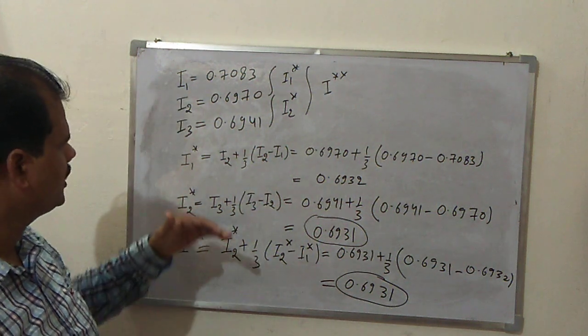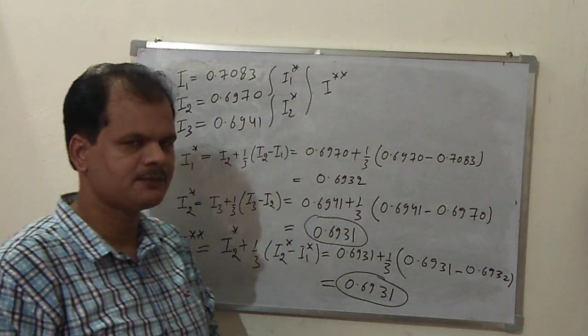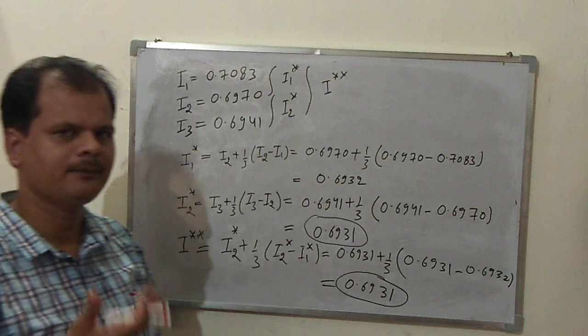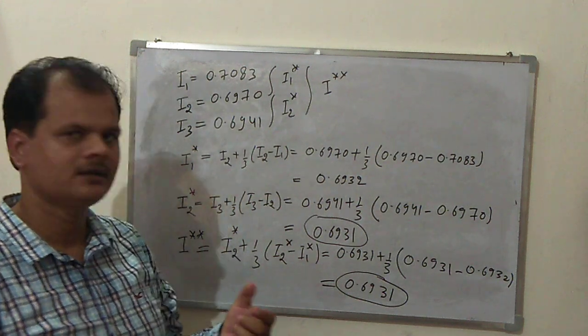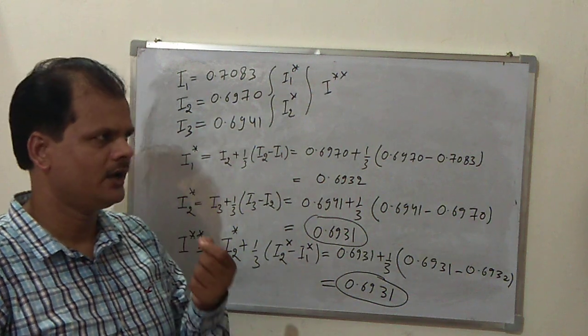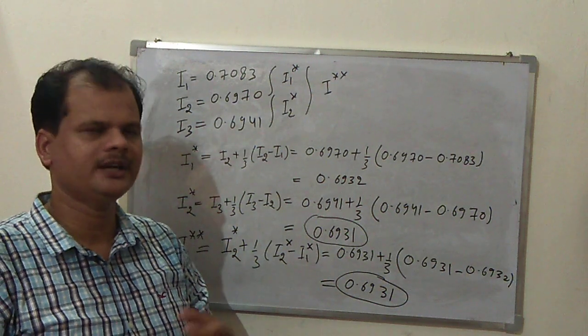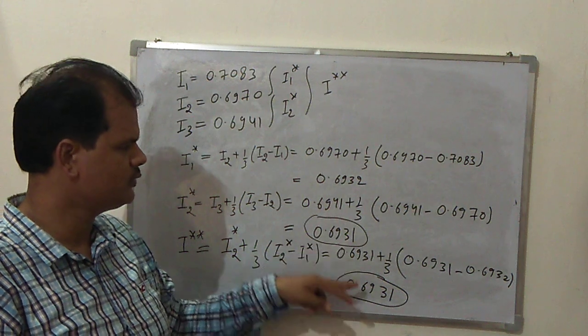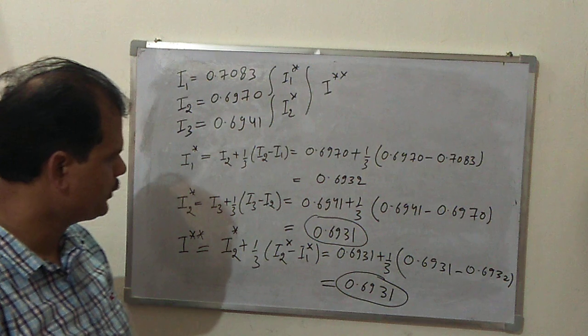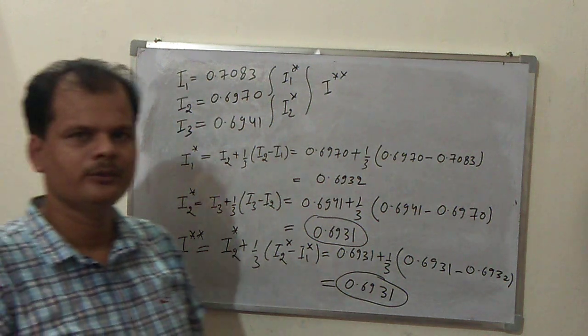Otherwise, we can take h equal to 1 by 16 and get a more accurate solution. But here, by taking h equal to 1 by 2, 1 by 4 and 1 by 8, we are getting the solution. So 0.6931 is the accurate solution of this numerical integration.